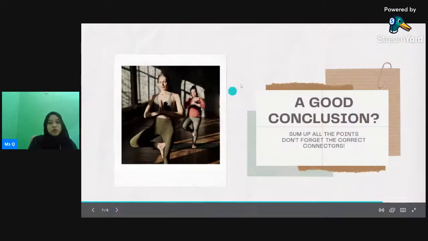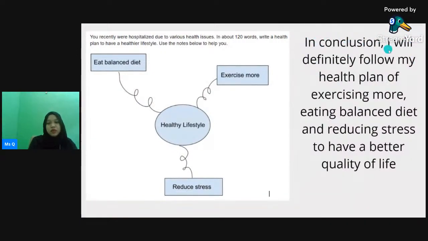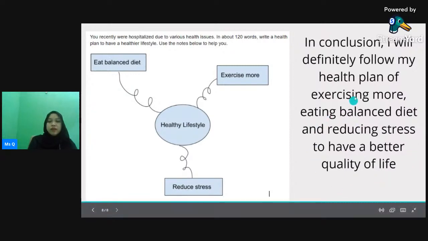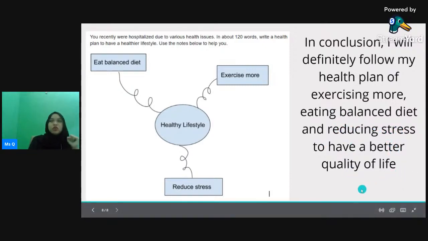The next one will be how to write a good conclusion. A good conclusion should sound like this. In conclusion, I will definitely follow my health plan of exercising more, eating a balanced diet, and reducing stress to have a better quality of life. In a way, it's almost like resonating your introduction, or repeating your introduction. In your introduction, you mentioned how you're going to talk more about exercising, eating a balanced diet, and reducing stress. Your conclusion should talk about that as well. It should reiterate those points as well.